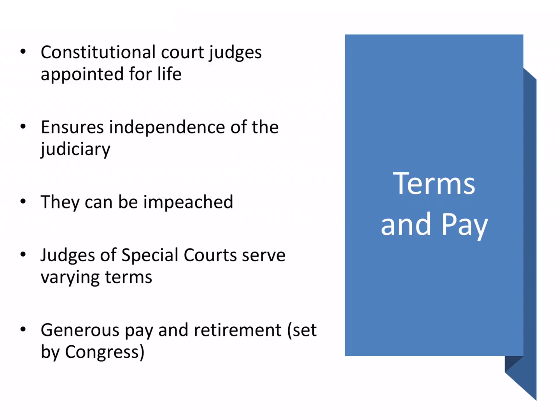Okay. All right. Constitutional court judges, like I said, are appointed for life. This is to ensure the independence of the judiciary. They can be impeached. The special courts, they can be elected or appointed for terms. Okay, and so they might serve varying terms. All of them have generous pay and retirement, and that's all set by Congress. All right. So the independence of the judiciary was seen as the most important step in making sure that this branch of government would not become oppressive or corrupt.